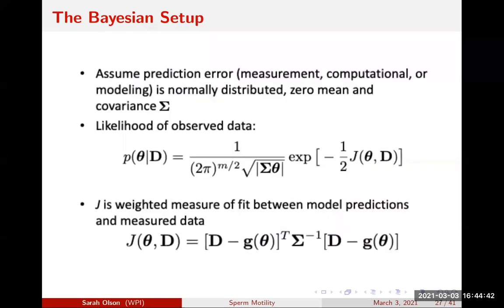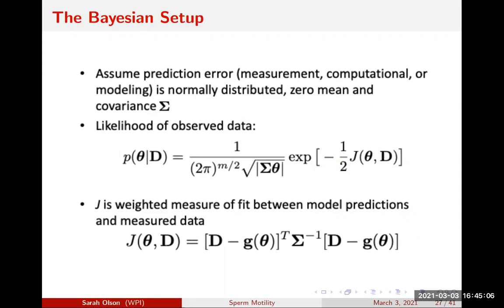Okay, to do this kind of Bayesian setup and to keep things nice, we have to assume our prediction error is normally distributed, with zero mean and covariance. I'm not sure if this assumption is totally valid in a lot of the data that one might get from CASA, but we assume that. And once we do, we can think about the likelihood of our observed data.